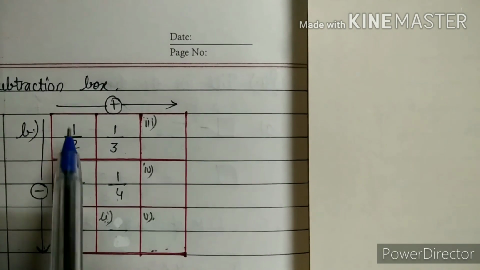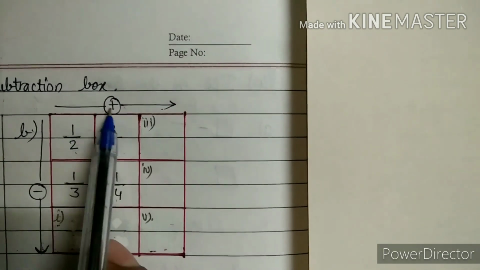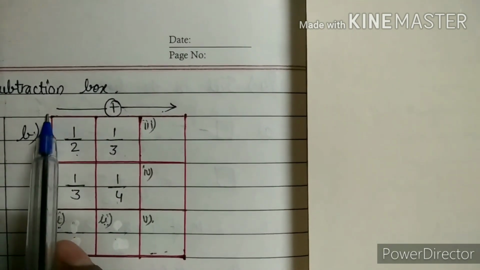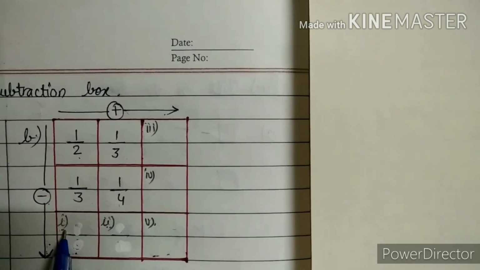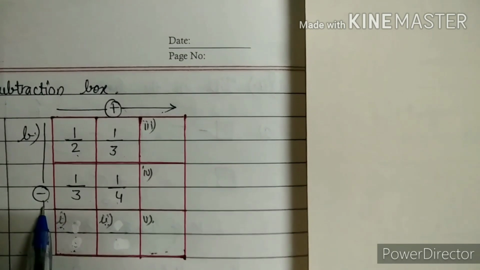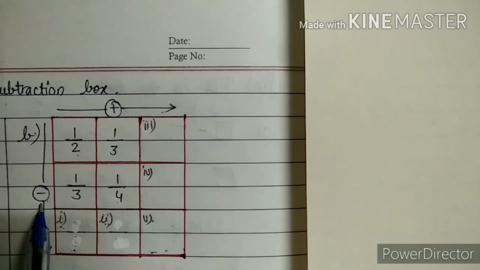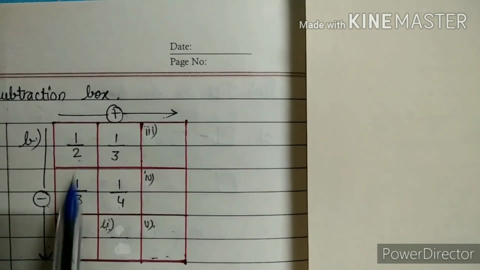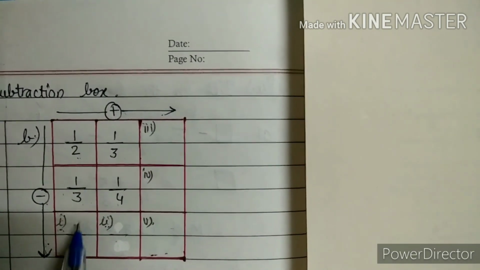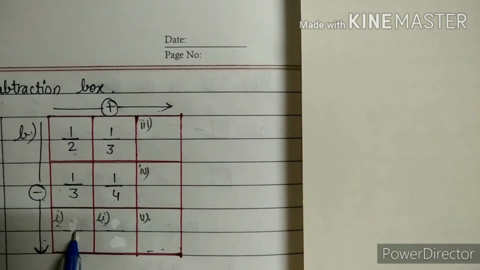You can see when we are going from left to right, we have to add, and when we are going from top to bottom, we have to subtract. So for the first, we have to follow subtraction, and for the second also we have to follow subtraction. So 1 by 2 minus 1 by 3 will give the result of the first one.